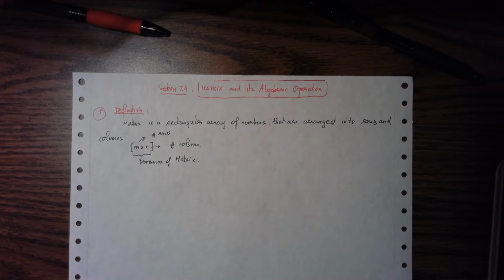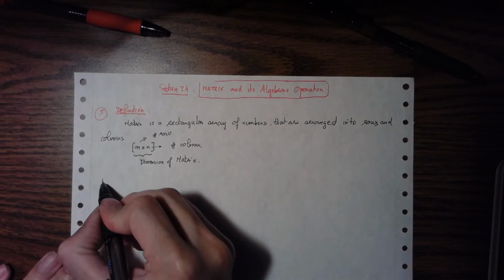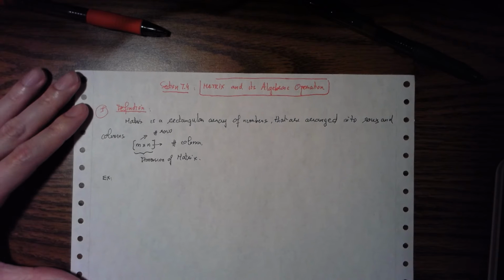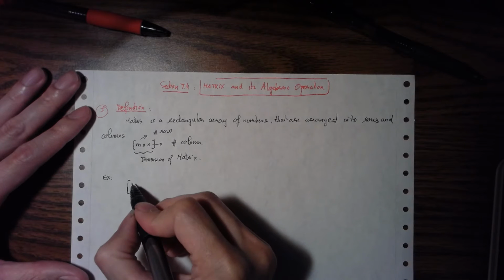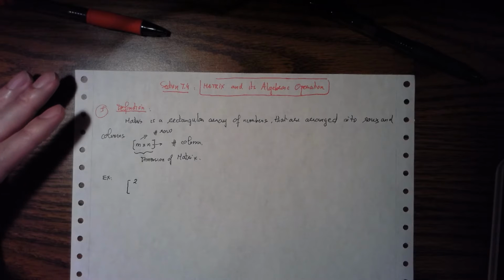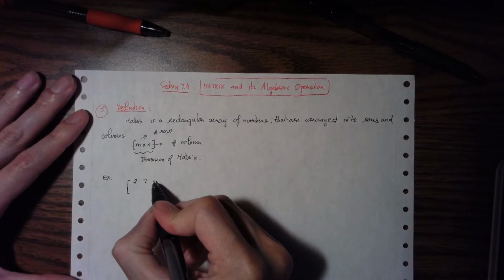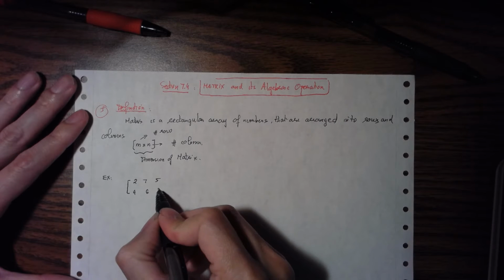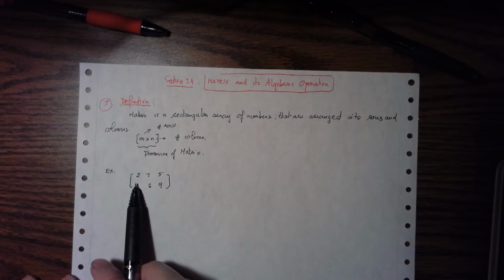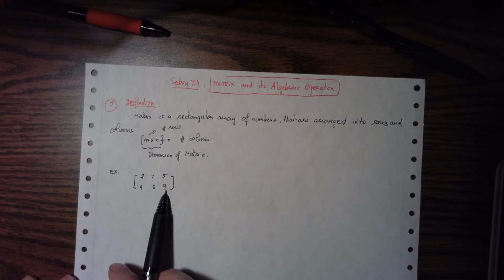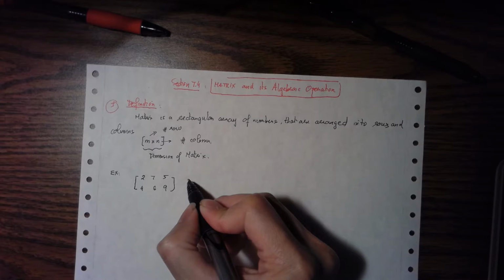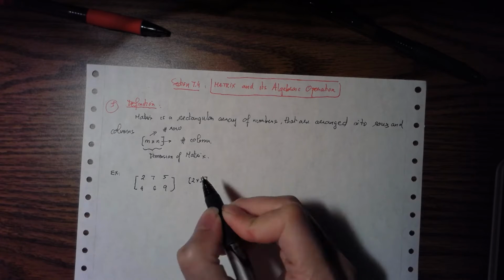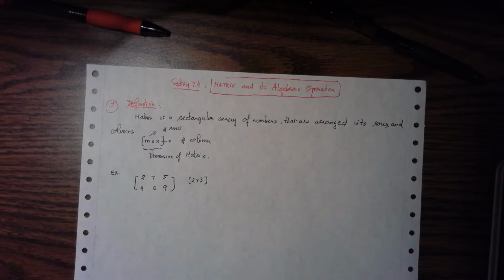Let me give you a quick example of a matrix. In this matrix, I have 2 rows and 3 columns. Because this is an array of numbers, we have 2, 7, 5, 4, 6, 9. How many rows do we have? We have a first row and a second row, right? And we have 3 columns. So this is a 2 by 3 matrix. The dimension is 2 by 3, 2 rows and 3 columns.